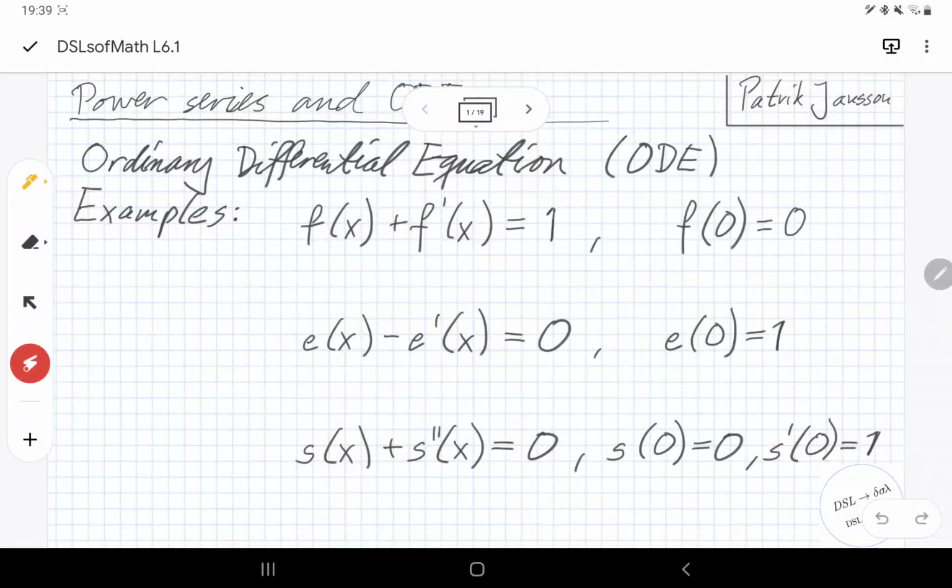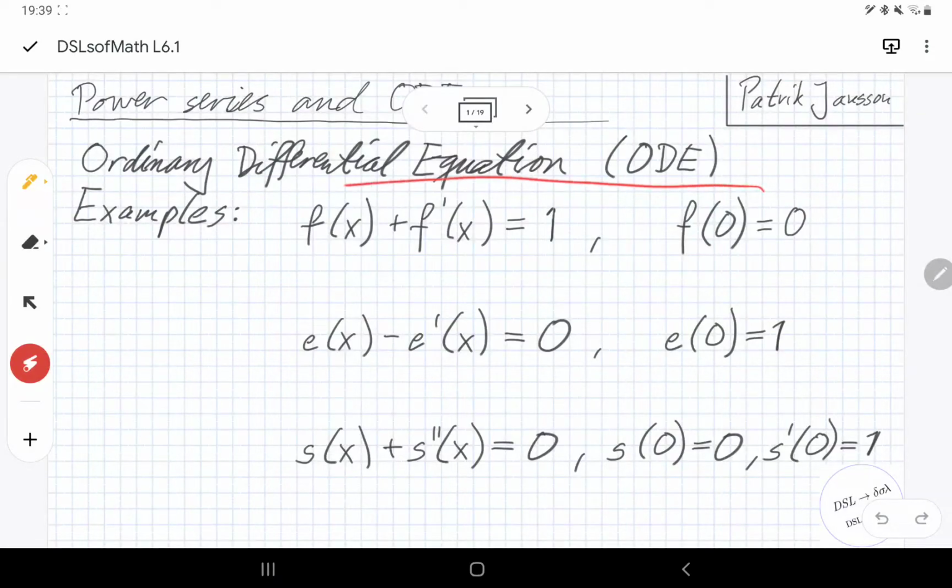Okay, time to start with the first lecture of week 6 of the Domain-Specific Languages of Mathematics course. And we'll look at power series and ordinary differential equations, ODEs. So here are some example ODEs. A differential equation is something where derivatives are involved and where the function is the desired output.